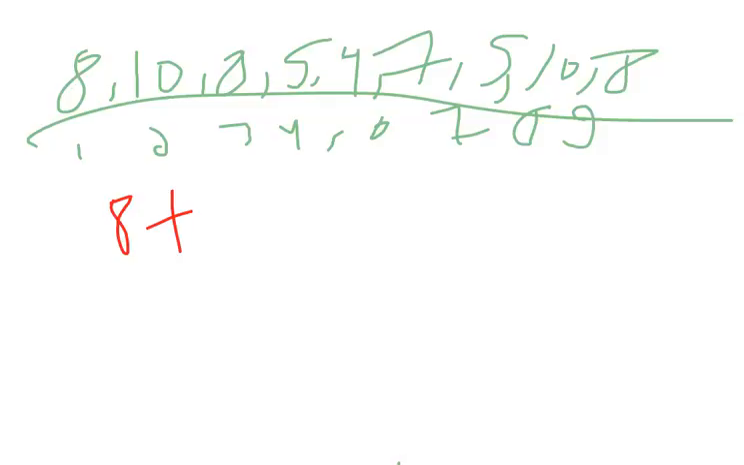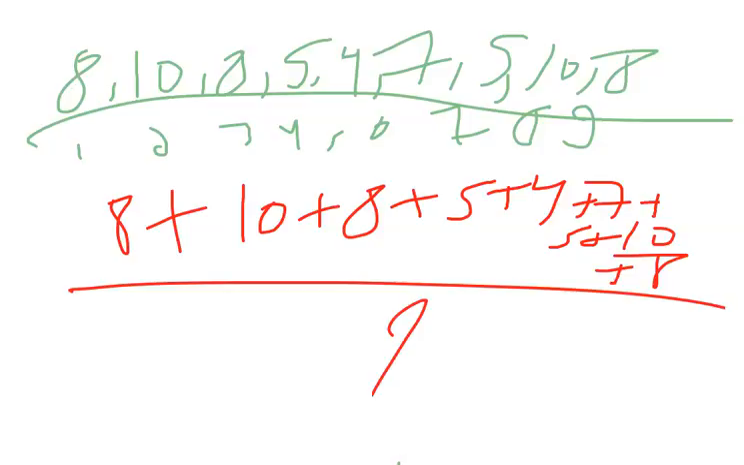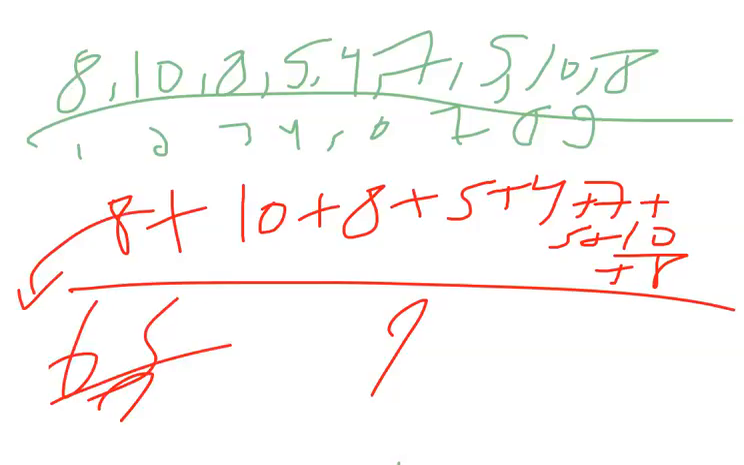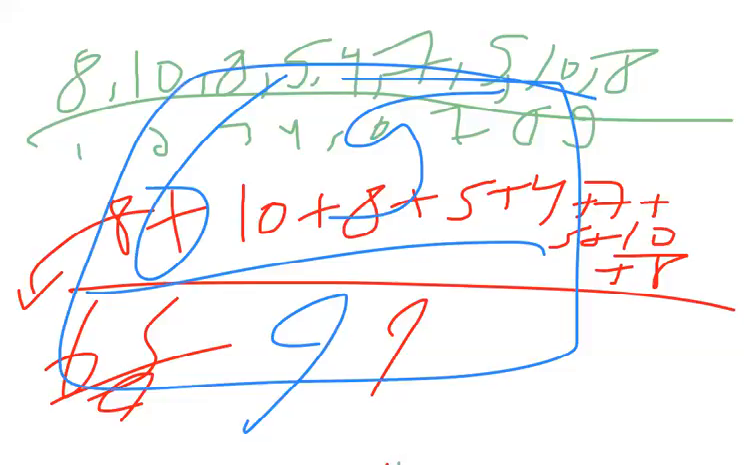So I'll just write the mathematical equation: 8 plus 10 plus 8 plus 5 plus 4 plus 7 plus 5 plus 10 plus 8, basically all of them, divided by 9. If you do the math, you get 65 on the top, divided by 9. So your answer is going to be 65 over 9. You can leave it as a fraction. This doesn't go in easily.